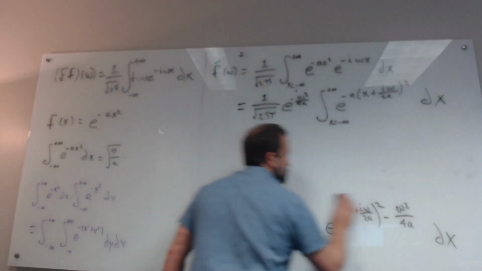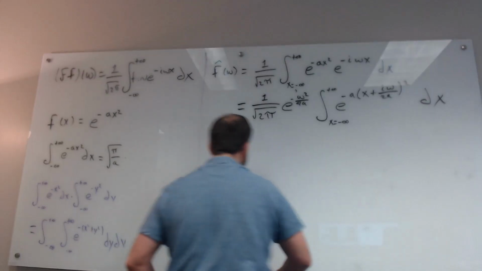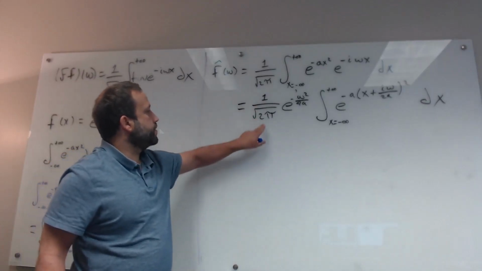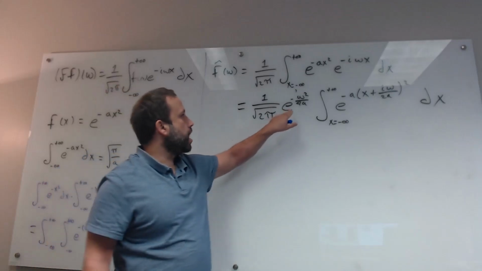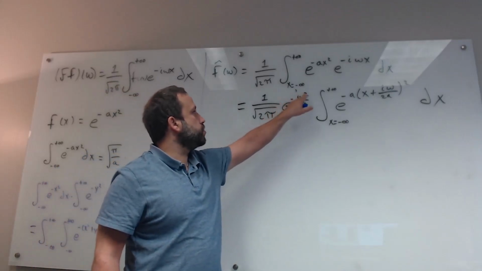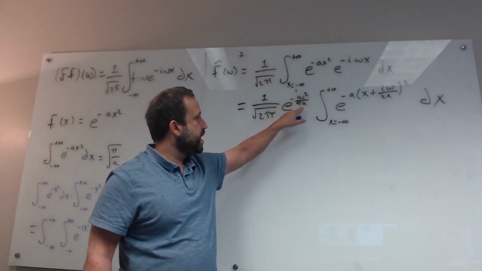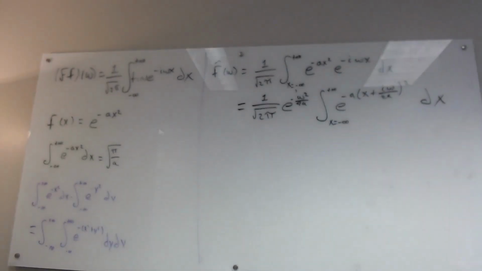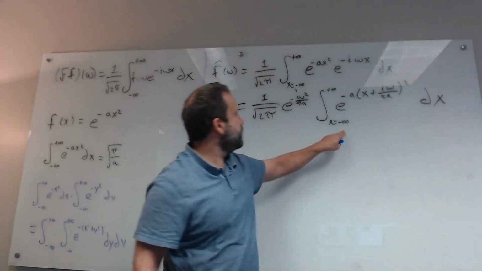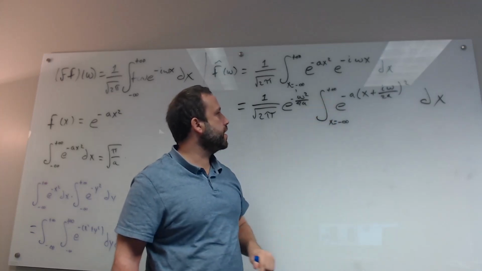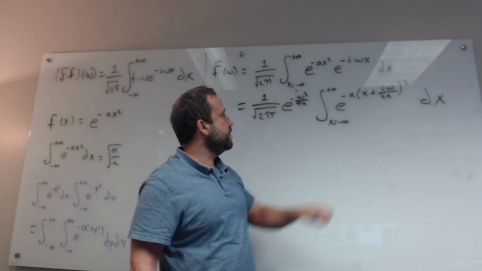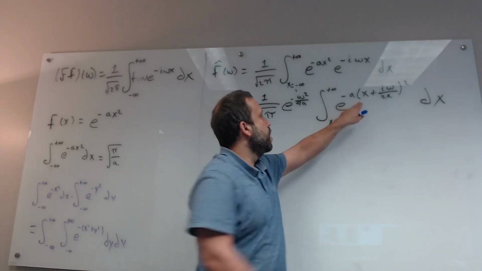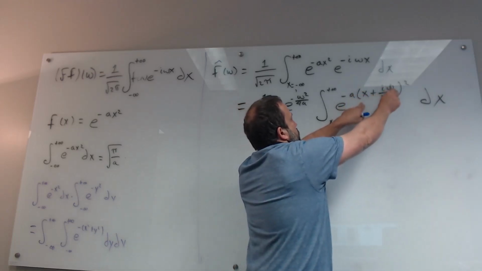So let me just read what I have here. Well, let me erase this part first. So I've got 1 over the square root of 2 pi times e to the power of minus omega squared over 4a. And then the integral going from minus infinity to positive infinity. We're integrating an exponential function, and in the exponent it's minus a, open parentheses, x plus i omega over 2a, close parentheses, squared.